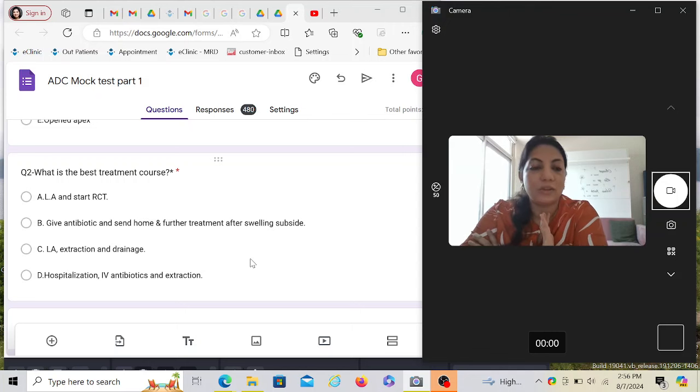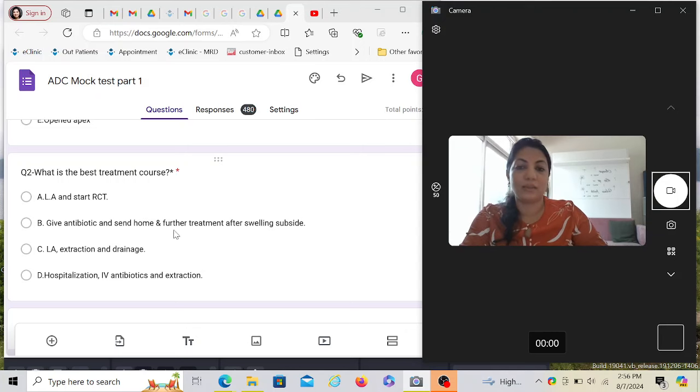That is the ideal option, but that option is not given here. Instead, we have the option of hospitalization, IV antibiotics, and extraction. So, out of all the four given options, this is the best option that I can choose. The rest of the three options are not helping the child in the overall maintenance of his healthiness. So, I'm not going to choose the rest of the three options. I hope this is clear and you understand.